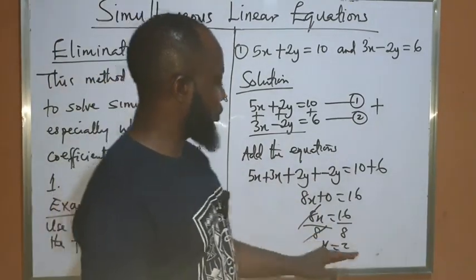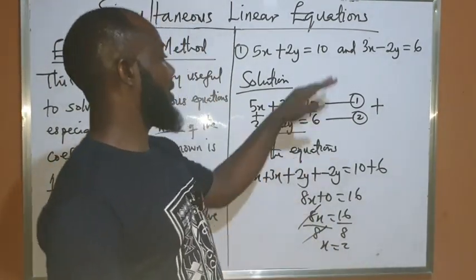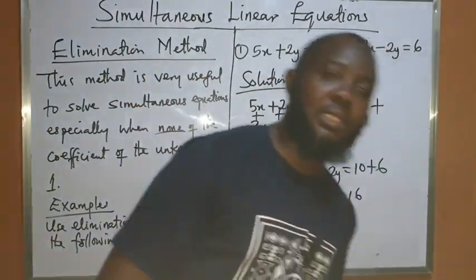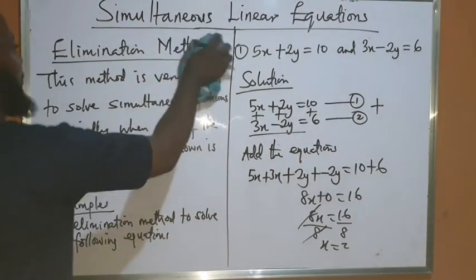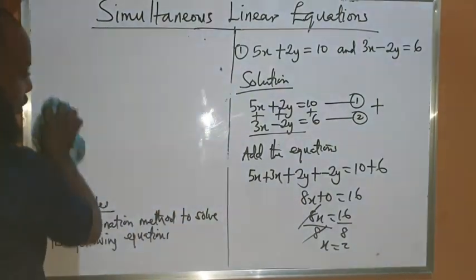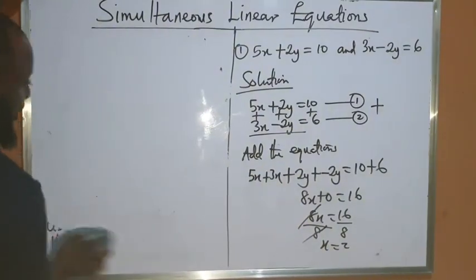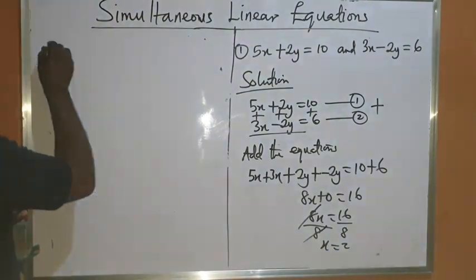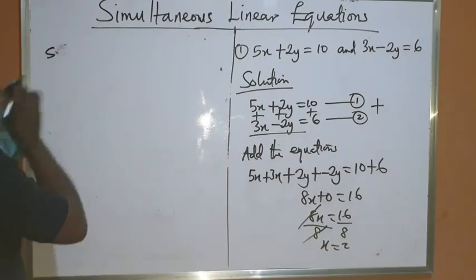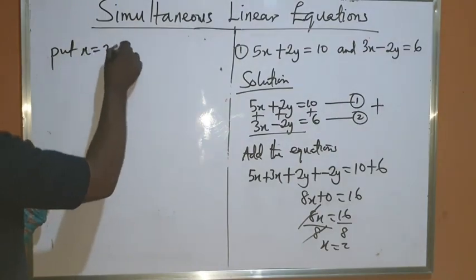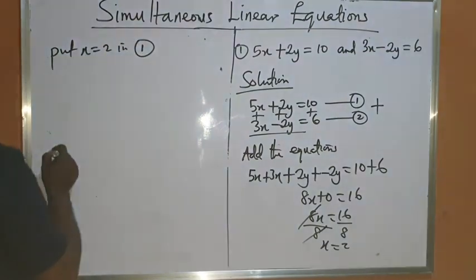So we can then substitute the value of x in any of the two equations. Whichever one you use, you must get the same answer. So let's substitute x equals 2 into equation 1. That's what I want to use. So I can just put x equals 2 in equation 1. I can do it that way.